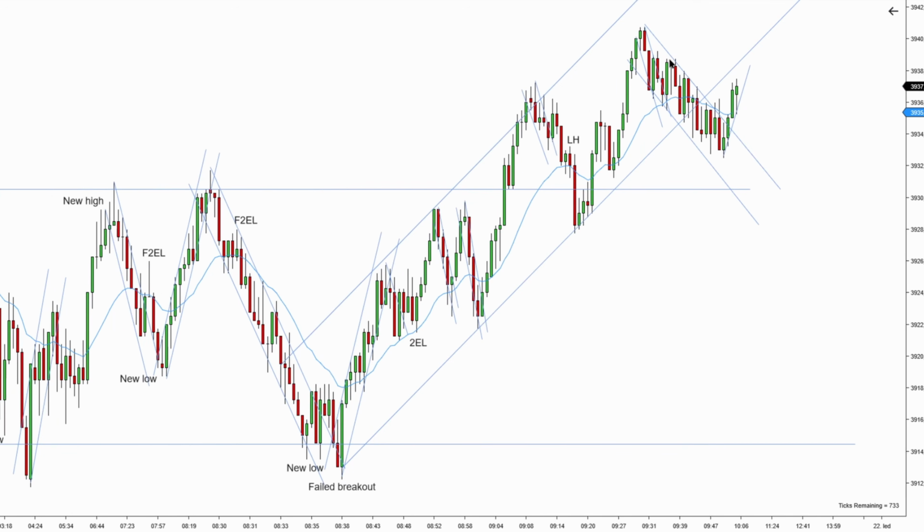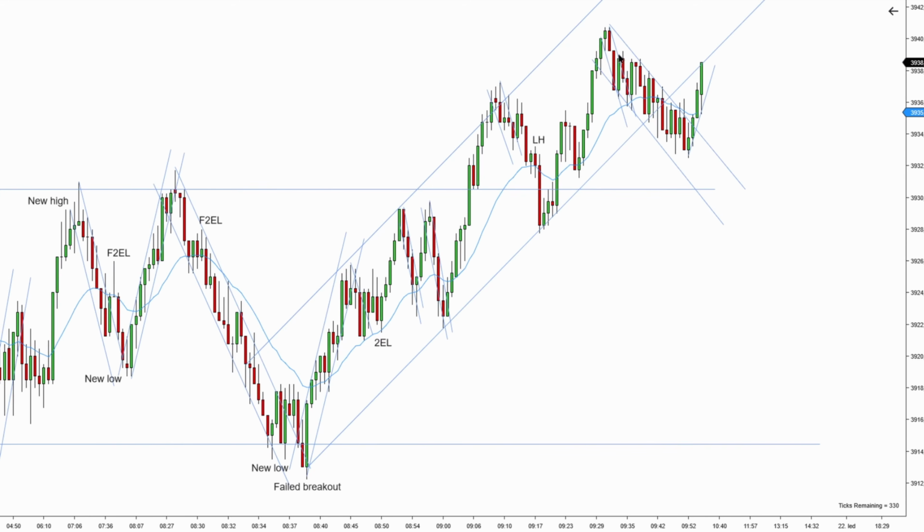But now, when I'm deciding whether there's a break of the channel or not, I can see that we are losing steam here, getting a little bit of late second entry long characteristics. The downtrend is in play. I just need to wait for more confirmation.